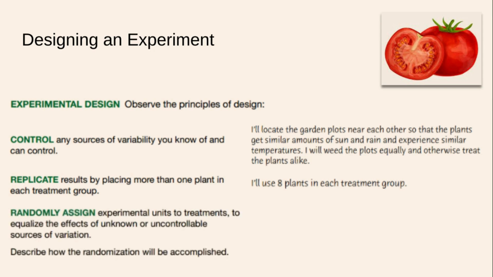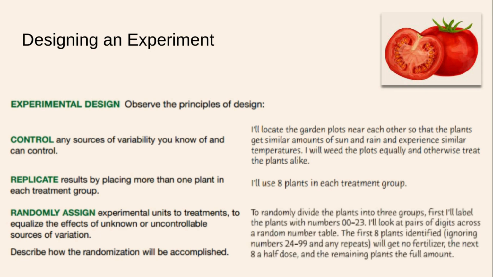And finally, we randomize. We'll randomly assign experimental units to treatments to equalize the effects of unknown or uncontrollable sources of variation. And here is how the randomization will be accomplished. We can use random numbers, all right? To randomly divide the plants into 3 groups, I'll label the plants 00 to 23. I'll look at pairs of digits across a random number table, so we can use a random number table, random number generator, any variety of randomness that we have seen before in class.